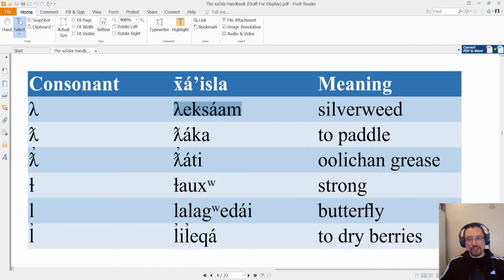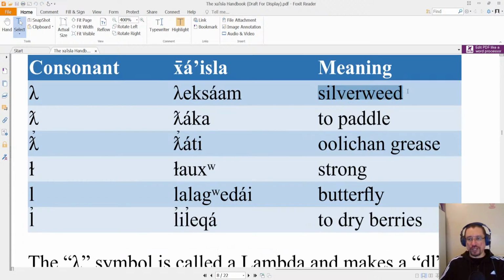So the example here is xa'isla. Xa'isla. This lambda symbol sounds like a D-L. Xa'isla means silver reed. Most people would probably refer to it as buttercup root. I use silver reed here because of the limited space I had to type in this row. So, silver reed or buttercup root.